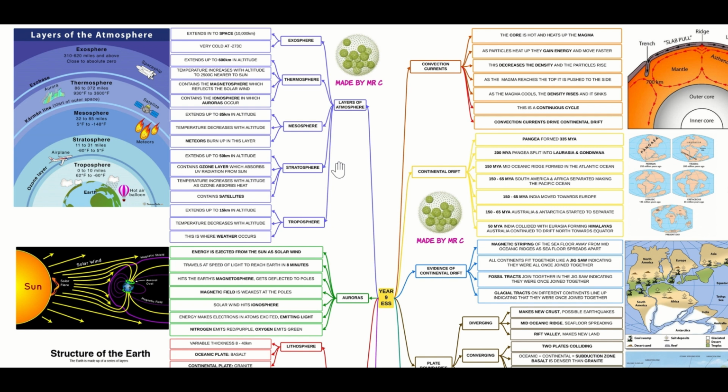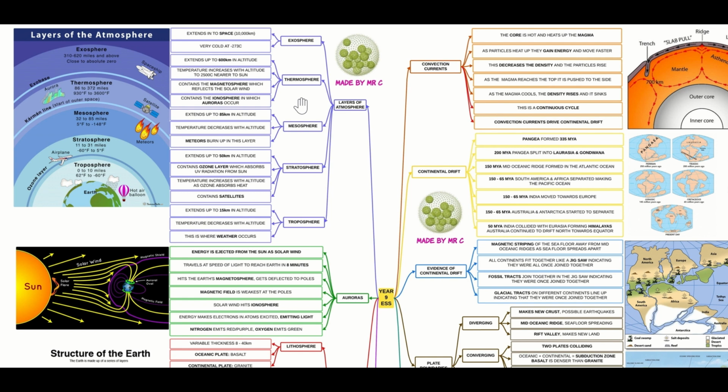It contains satellites. The next one is the mesosphere. It extends 85 kilometers above the Earth. The temperature decreases with altitude, and this is where meteors burn up. The next layer is called the thermosphere, which is super important. It extends up to 600 kilometers in altitude. The temperature increases with altitude up to 2,500 degrees Celsius as it's nearer to the sun.